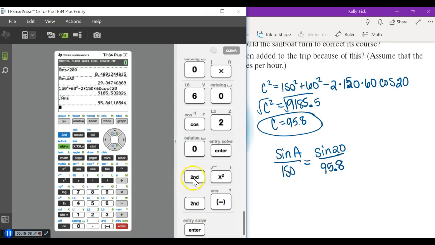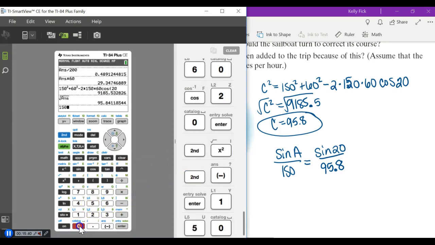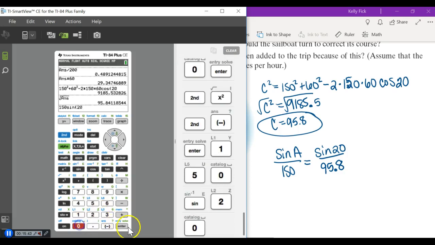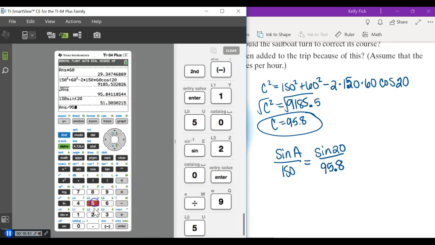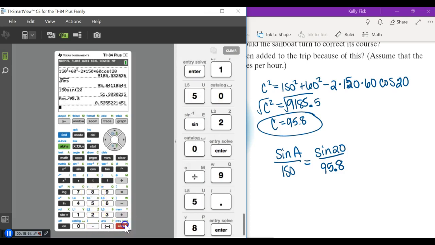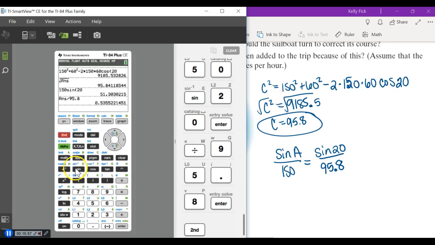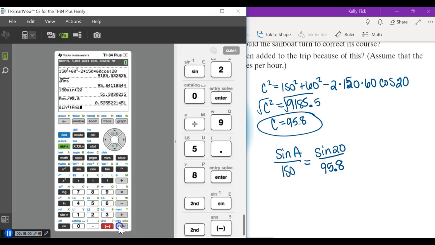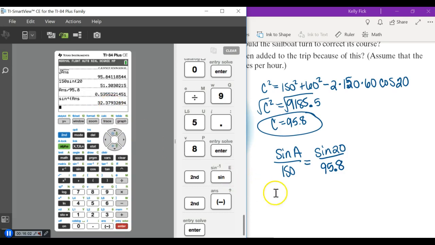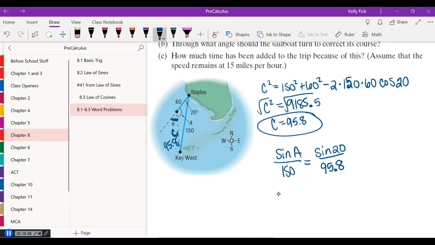And so we're going to do 150 sine of 20, which gets me this number. Okay, and then we have to divide that by 95.8, which gets me this. And then I'm going to sine inverse that answer. So this is 32.4 degrees. So out here is 32.4, which is actually how much we would have to turn our ship to get going the right direction. Okay, if you wanted to figure out this number, you would just subtract this from 180.